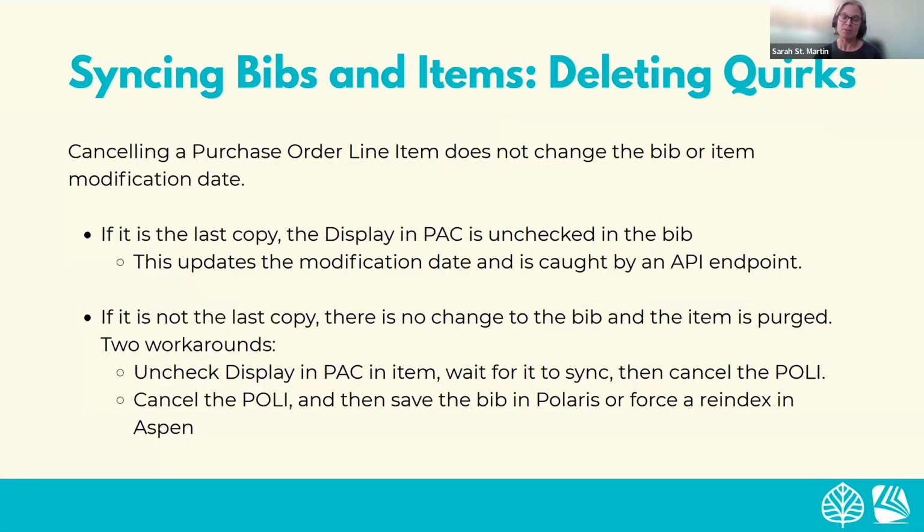And this updates the modification date and is caught by the API endpoint, and that item's not going to show up in Aspen. The issue is if it's not the last copy, then there's no change to the bib and the item is purged. So Aspen doesn't have anything to update on. So the two workarounds that our libraries use is they either uncheck the display in PAC in the item first, wait a minute for it to sync, and then they cancel the POLI, or they cancel the POLI and then save the bib in Polaris or force a reindex in Aspen and that updates it.